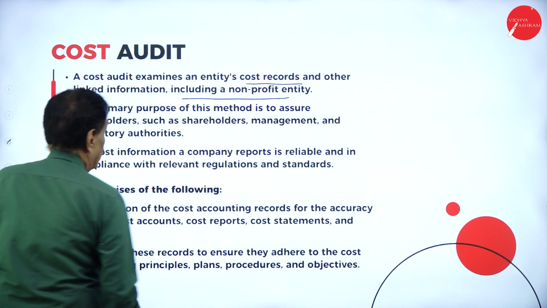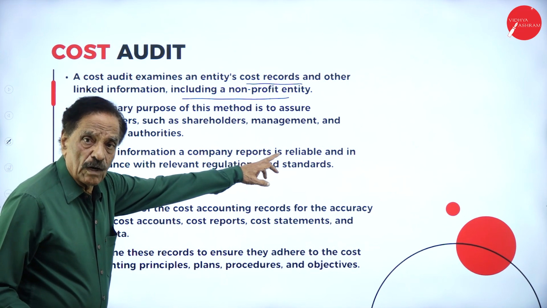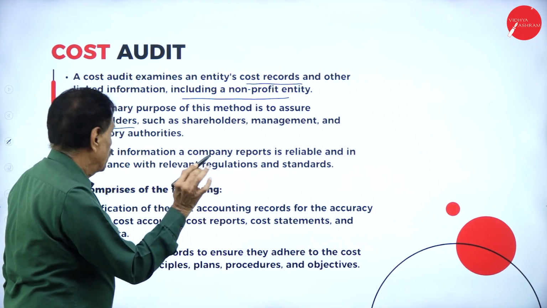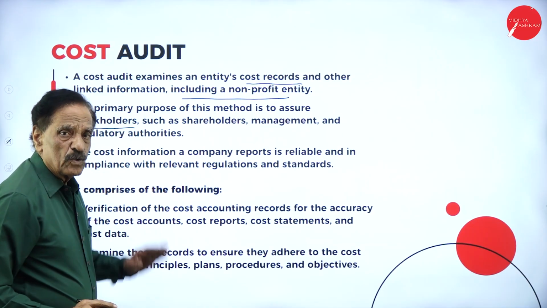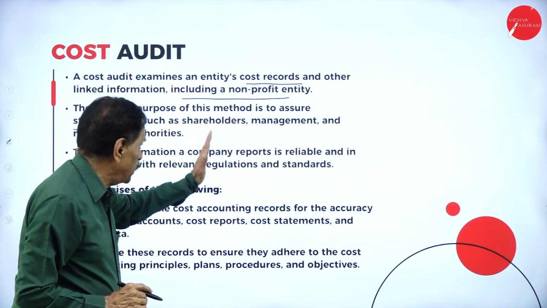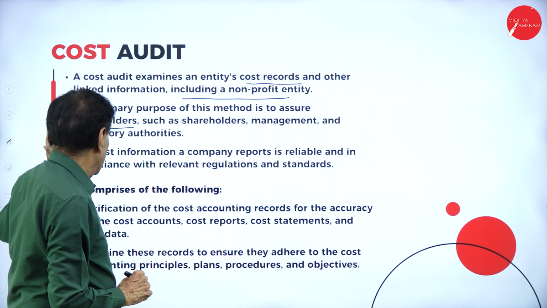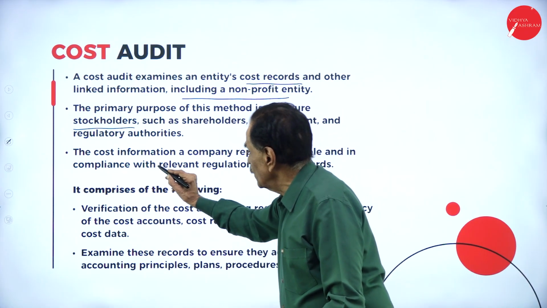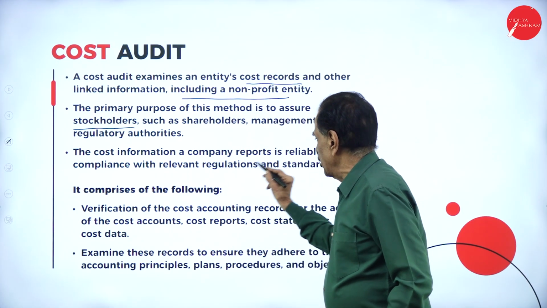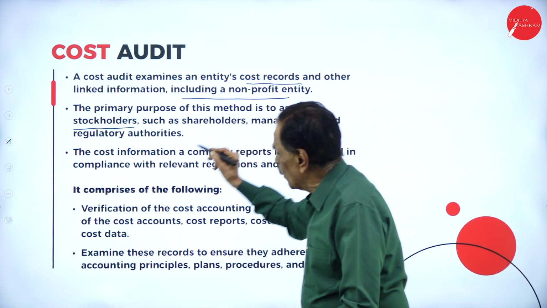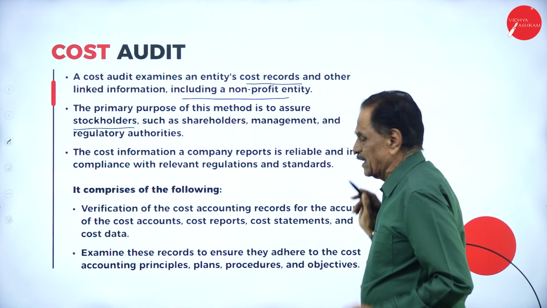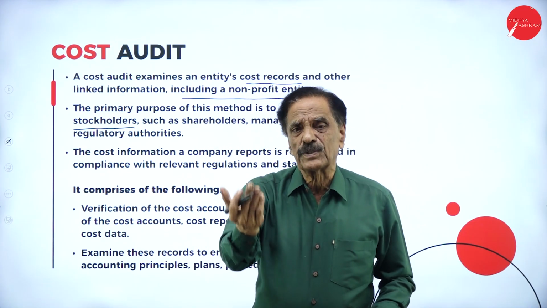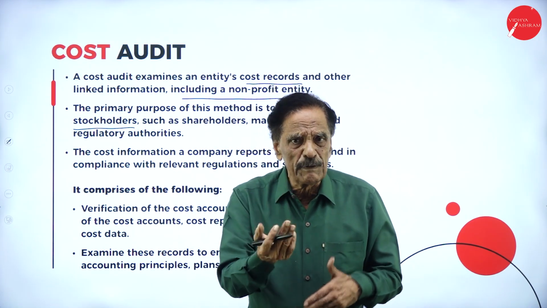The primary purpose of this method is to assure stakeholders such as shareholders, management and regulatory authority. So we deal with the cost regarding the shareholder, the management and the regulatory authorities, even the government, that the cost information a company reports is reliable and in compliance with the relevant regulation and standard. So first we have to calculate the costing. According to costing, the selling price will be fixed and a standard will be maintained.